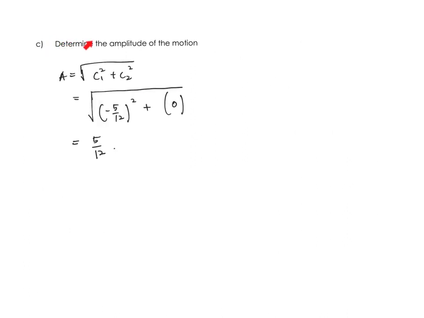Okay, C, determine the amplitude of the motion. Amplitude of the motion, so same formula for amplitude: A equal to square root of C1 square plus C2 square. Okay, substitute value C1 and then substitute value C2. So we have 5 over 12. Amplitude equal to 5 over 12.